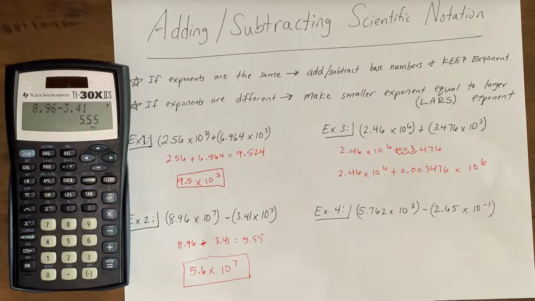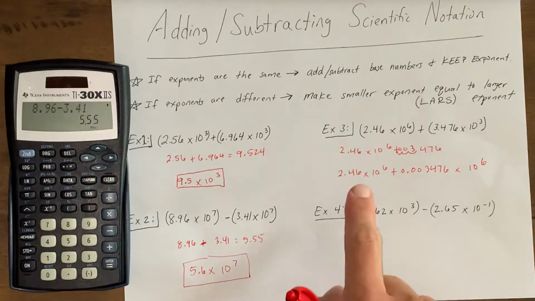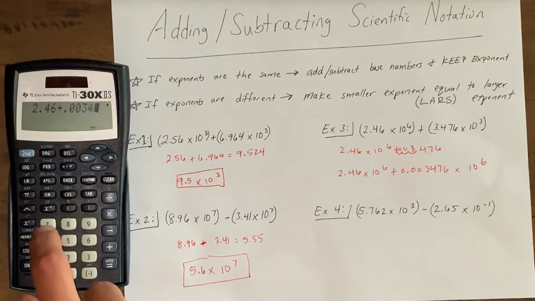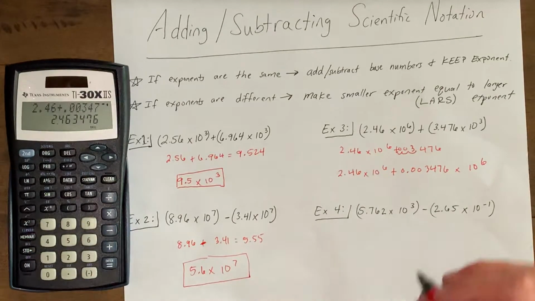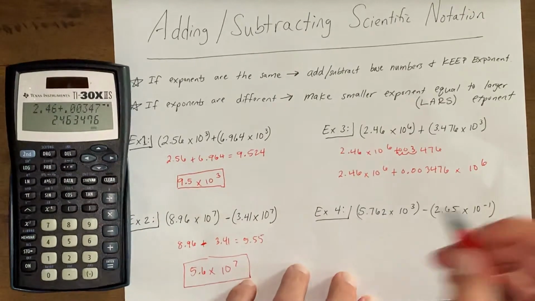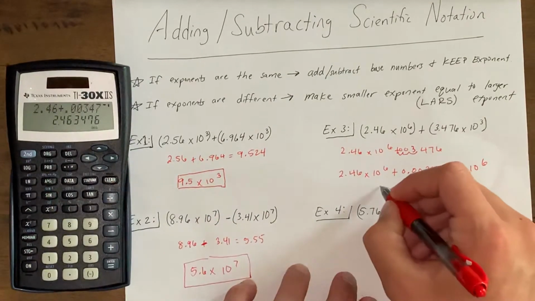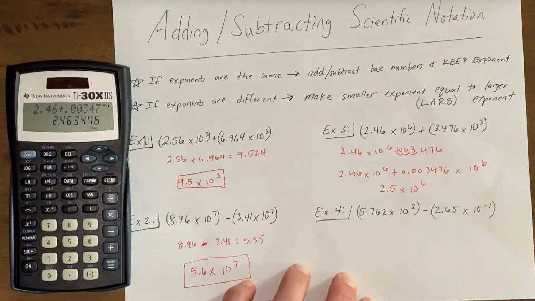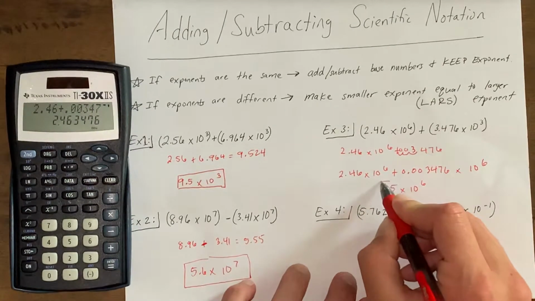Now my exponents are the same, and I can just go back to adding the base numbers. So I do 2.46 plus 0.003476, and if I wanted to round, I could say 2.5. So 2.5 times 10 to the 6th. And that's my final answer.